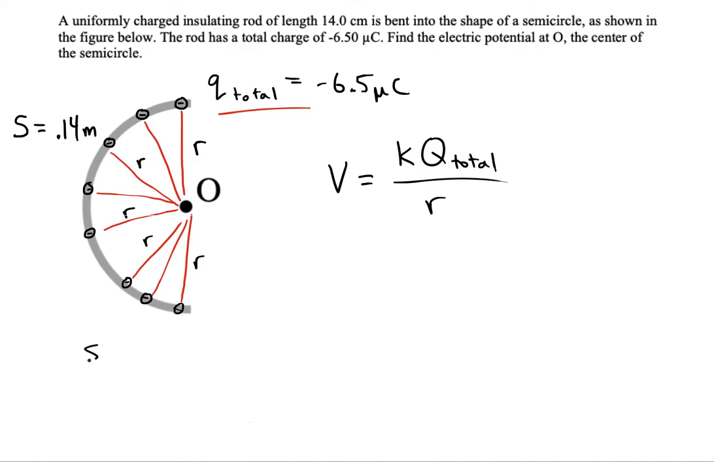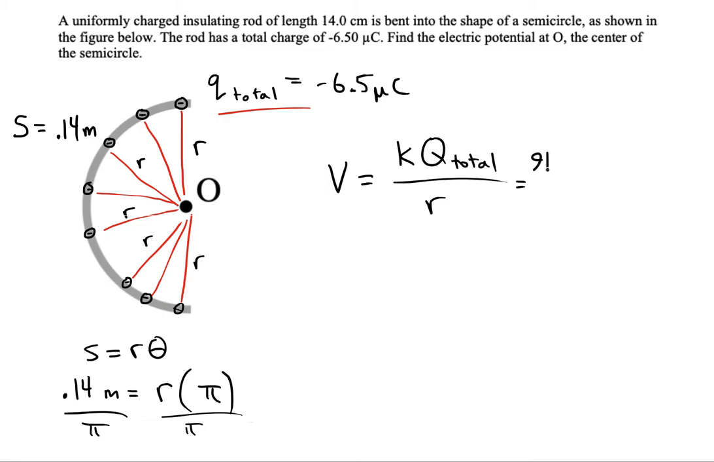One formula we can use from Physics 1 would be S equals R theta. We know the distance of the arc. We want to find the radius. And for the theta, we'll actually use 180 degrees, but it has to be in radians for this formula to work. So now we can just divide by pi, find the radius.